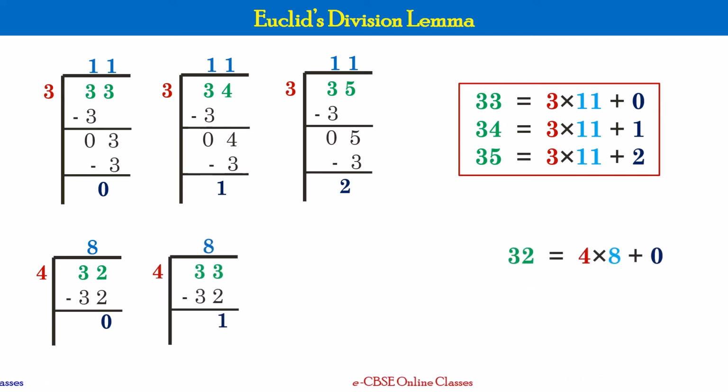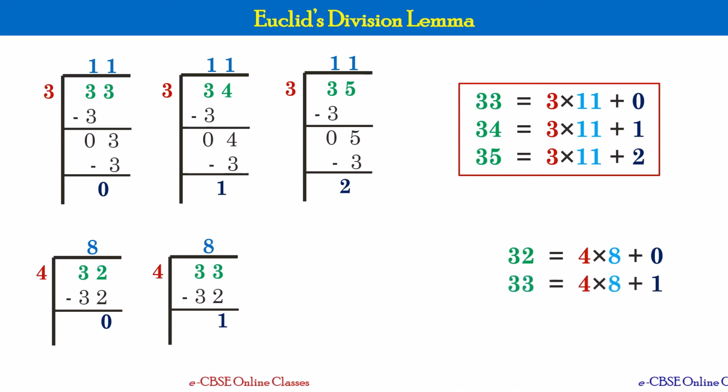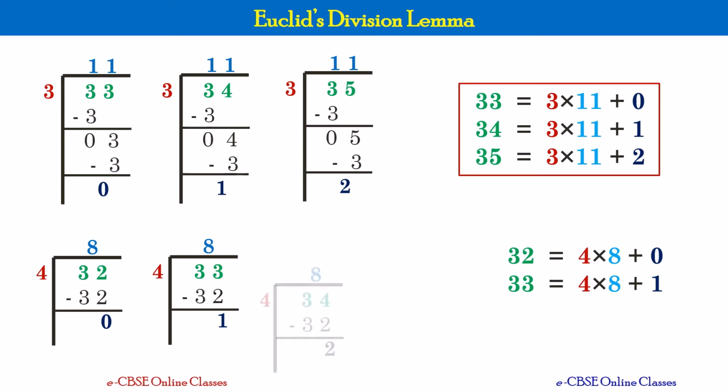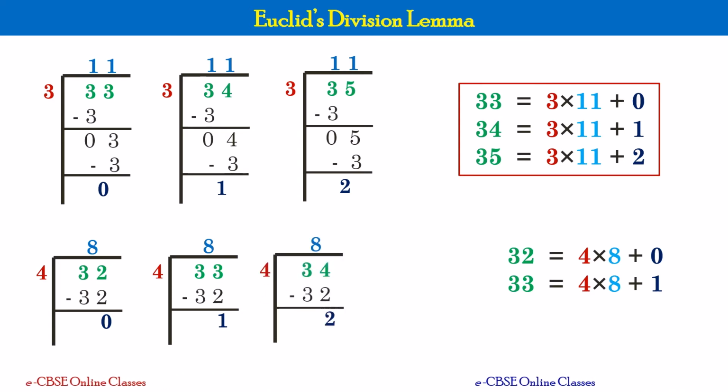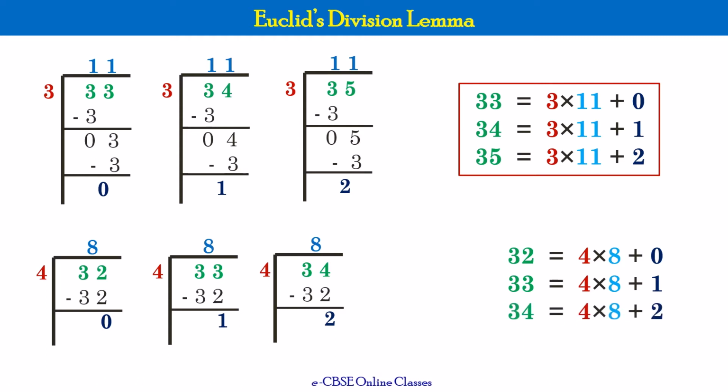And let's divide 33 with 4. We are left with remainder 1. So 33 is equal to 4 into 8 plus 1. And now let's divide 34 with 4. We are left with remainder 2. So 34 is equal to 4 into 8 plus 2.